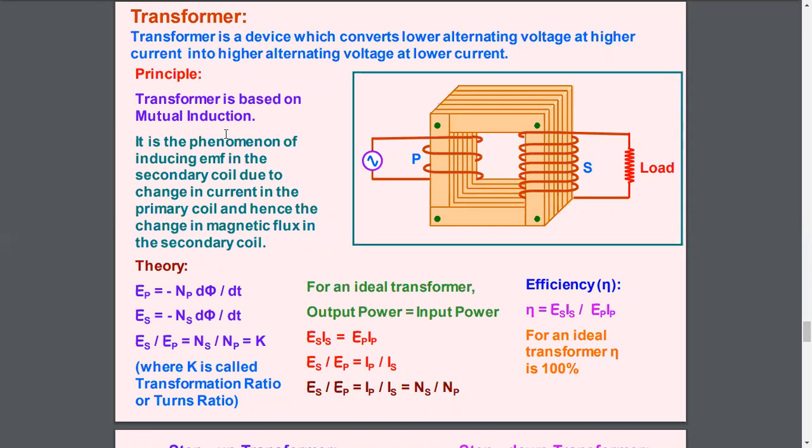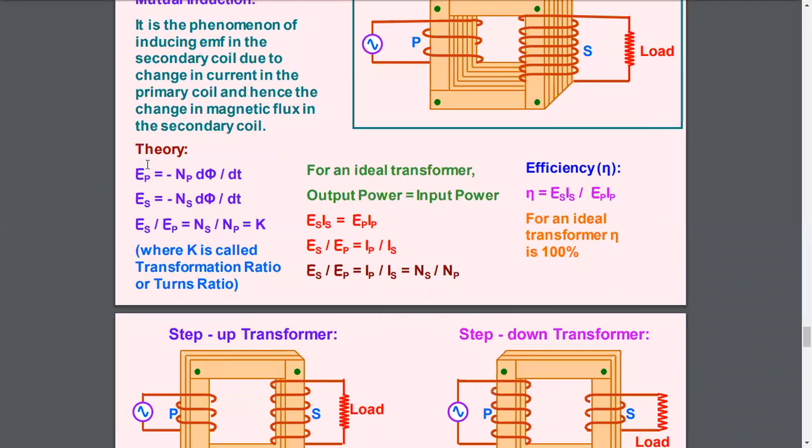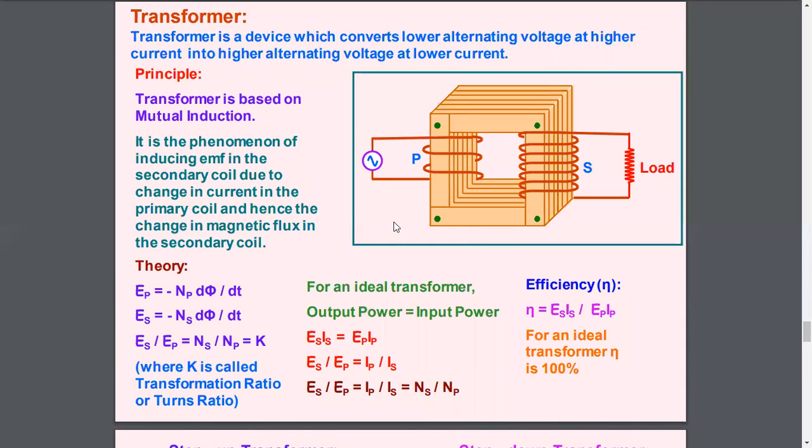So it is the phenomenon of inducing EMF in the secondary coil due to the change in current in the primary coil, and hence the change in the magnetic flux. It is transferred to the secondary coil. Magnetic flux changes in the primary coil, but it is transferred to the secondary coil through the rectangular ferromagnetic substance, because these two coils are coupled together with the help of this rectangular ferromagnetic substance. Now, the theoretical aspect of this transformer is being described here.